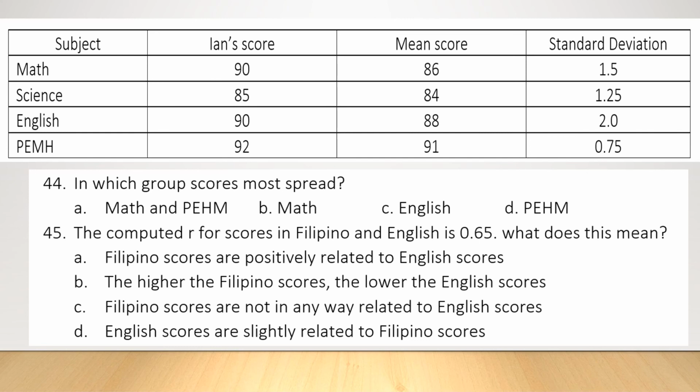Last but not the least question. The computed R, kung maka-undergo na ka og research, stands for relationship. For scores in Filipino and English is 0.65. What does this mean? So, ang relationship mao ni Spearman or Pearson product moment. R niya is 0.65 dako. Remember, R stands for relationship, meaning to say, Filipino scores are positively related to English scores. Kaya dako man siya, 0.65 or 65%. So, letter A is the correct answer.